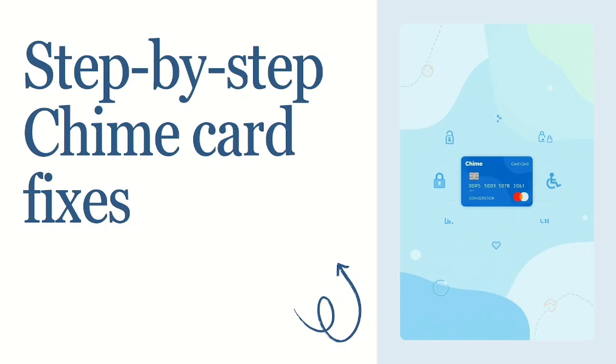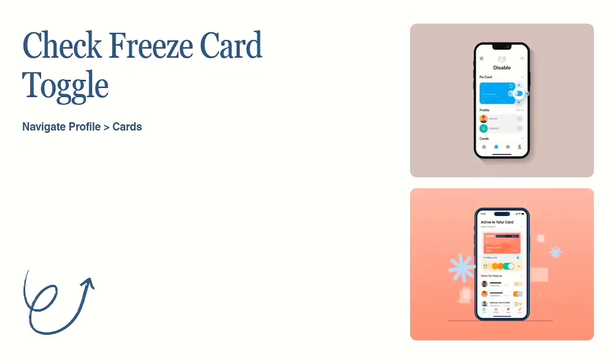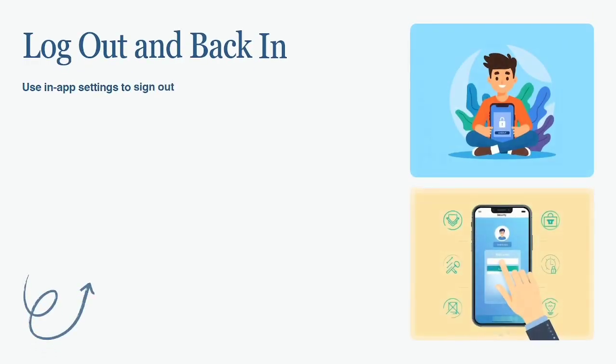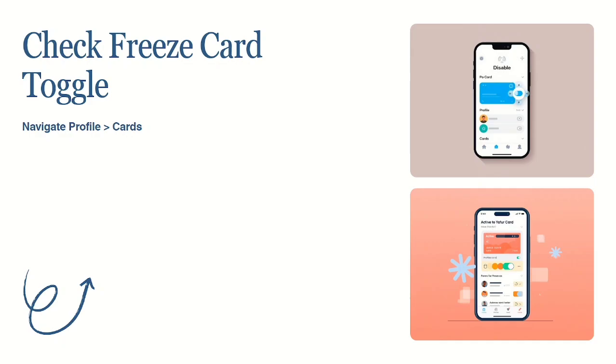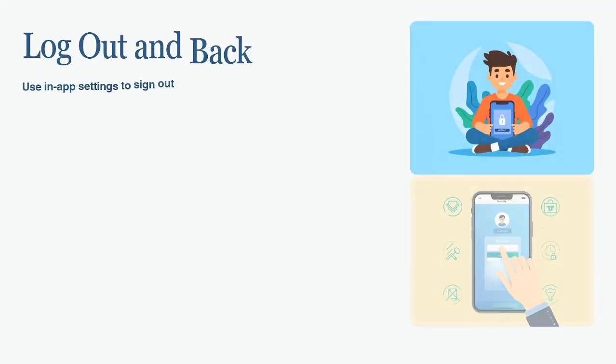In this video, I'll be showing you how you can fix a temporarily disabled Chime card. These are the best solutions. The most common reason for a card being disabled is that it was frozen in the application. So to fix this, just go to your profile and tap cards and ensure that the toggle next to the card is gray and not green.